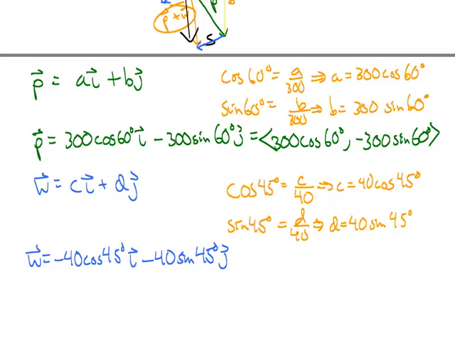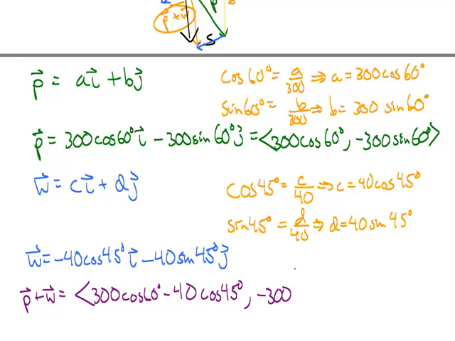And so P plus W, then we're just going to add these two components, and it's going to look a little ugly here, but it is what it is. P plus W is 300 cosine 60 degrees minus 40 cosine 45 degrees, and the second component is combining the two second components of our plane vector and wind vector, so that'll be a negative 300 sine 60 degrees minus 40 sine 45 degrees, and there you have it.